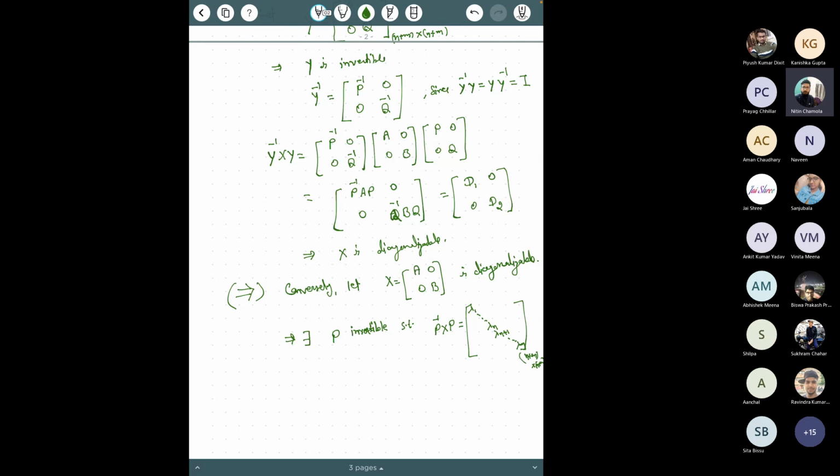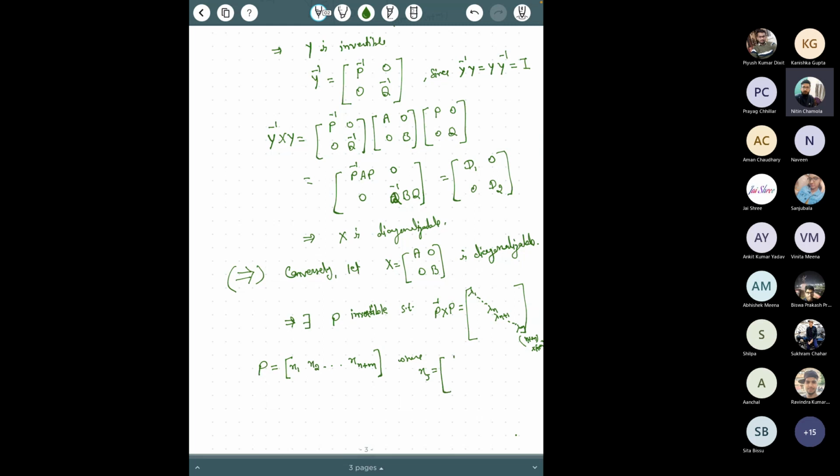Now what we can see from here, if I denote P matrix, so P is the matrix of size n plus m cross n plus m. If I denote P matrix column-wise as x1, x2, up to x n plus m, where each xj is of size n plus m cross 1, so it's a column vector of size n plus m. I'm also denoting this xj as alpha j, beta j, where alpha j is of size n and beta j is of size m for each j. Okay.